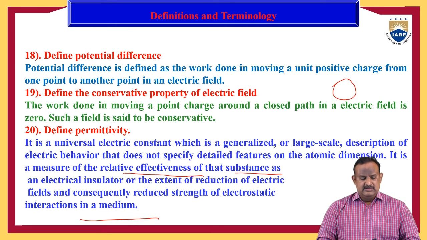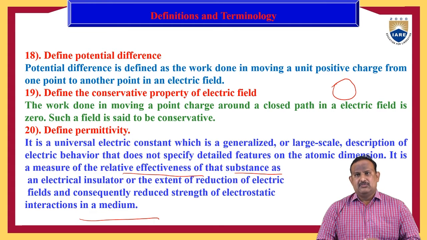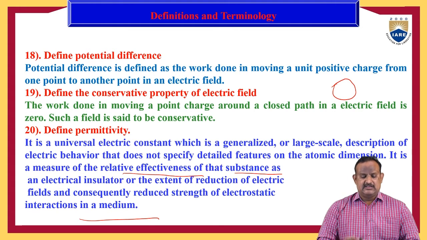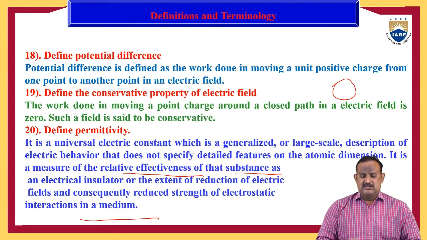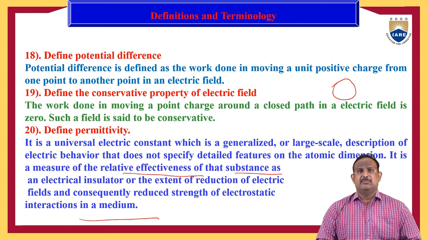So I repeat the definition. It is a measure of the relative effectiveness of the substance as an electric insulator, or the extent of the reduction of electric fields and consequently reduced strength of electrostatic interactions in a medium, known as permittivity.